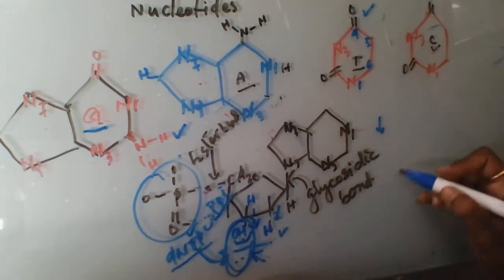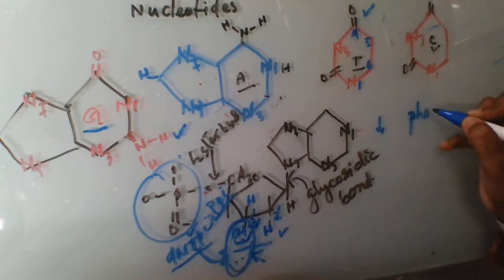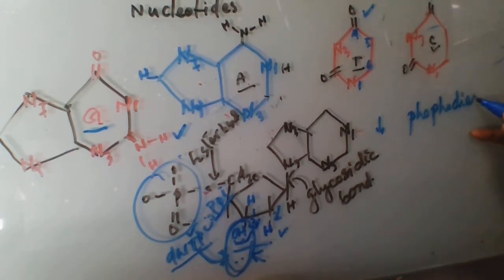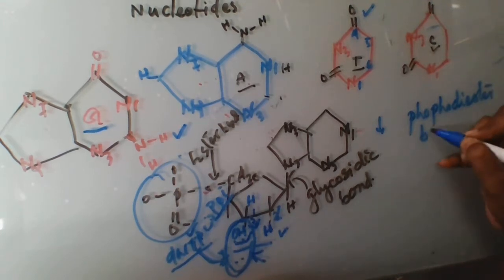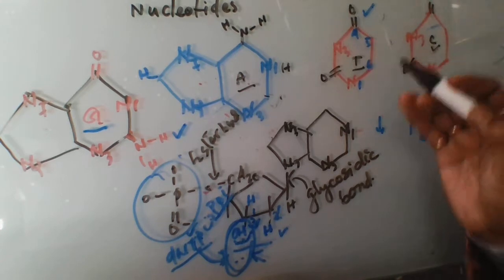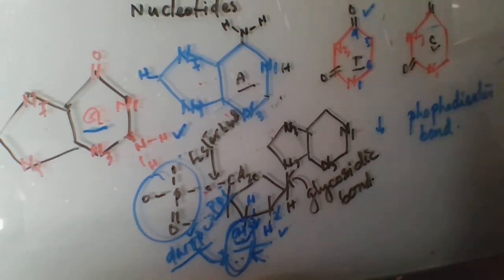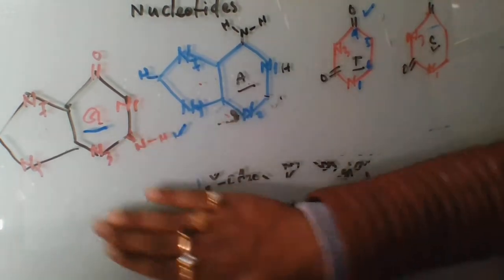So this is called phosphodiester bond, phosphodiester bond. So this portion is very important to understand this DNA sequences. Until or unless you understand this portion, it is very difficult for you to understand. Let me draw for you once again how this polymerization reaction is going to occur.